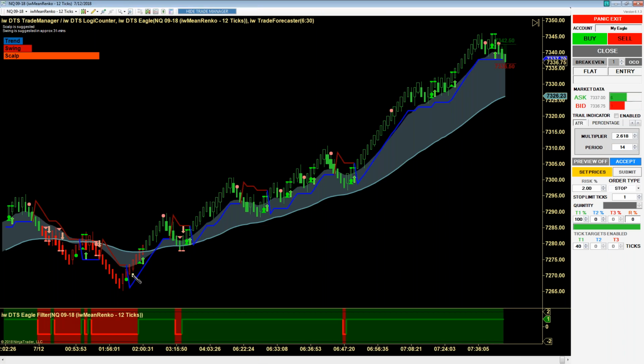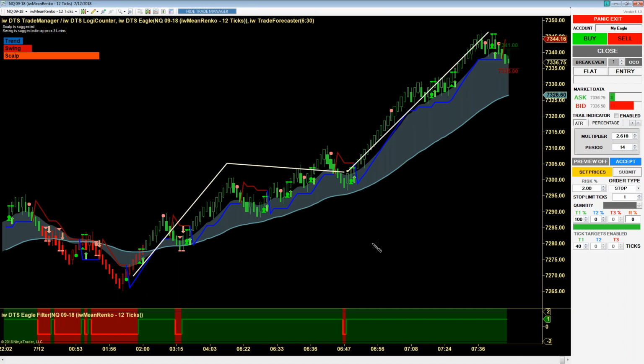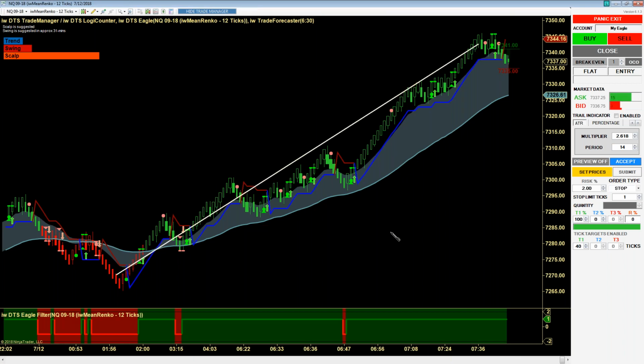Most of the markets, at least as far as the Eagle is concerned, will tend to move in a couple of legs. So this might have been leg number one, and this is leg number two. Occasionally, you'll get a third leg in the Eagle, although it is rare. Now, some of you may look at this and say, no, that's leg number one right there.